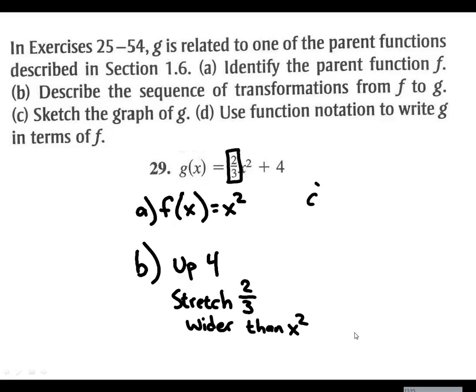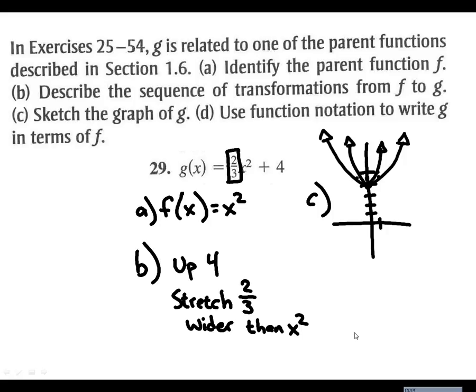So if we're going to go ahead and graph this thing, we're going to go up 4, 1, 2, 3, 4. Normally with a parabola I would go over 1 and up 1 for my first dot. On this one, I'm going to go up 2/3 and over 1 for my first dot. If this is the original, then my graph is going to be not a ton, but just a little bit wider than the parent function.